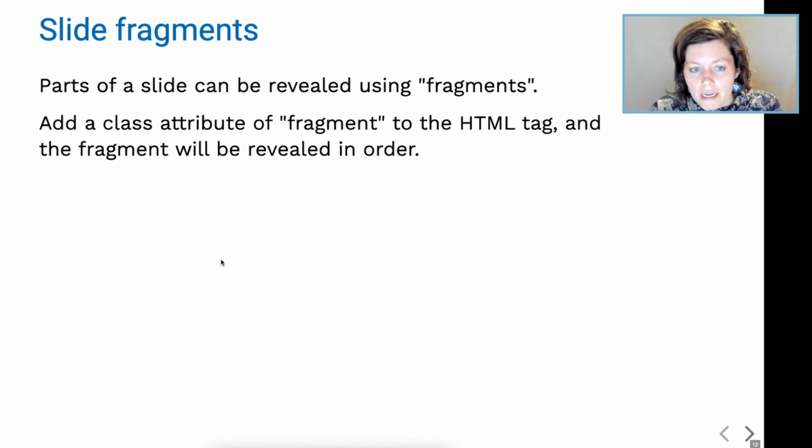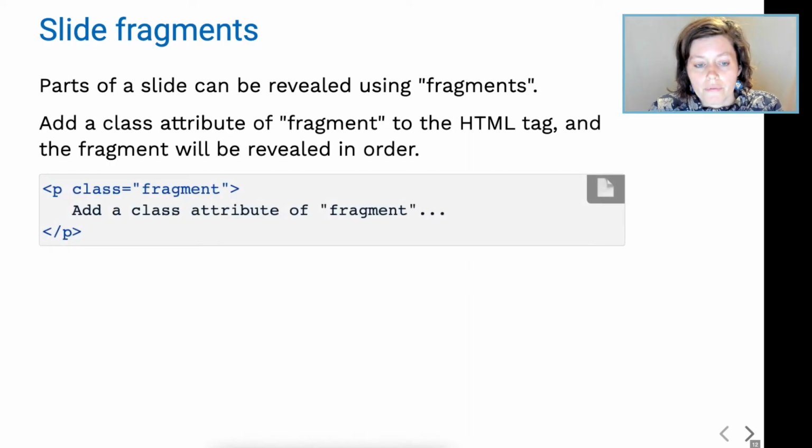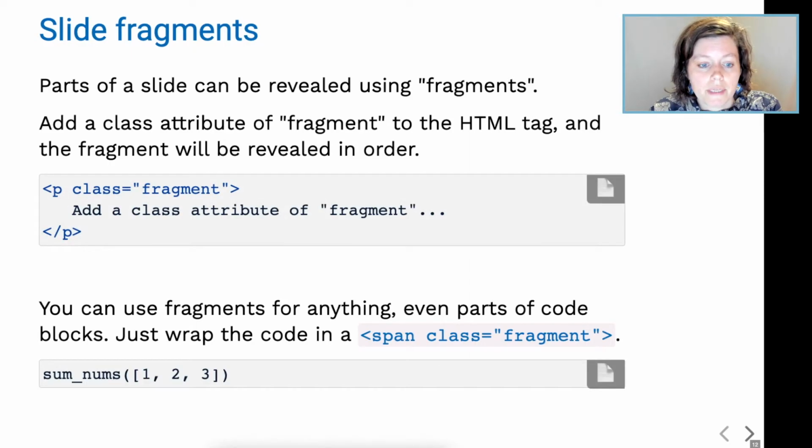So in Reveal.js, you do that with fragments just by adding a class attribute of fragment to whatever tag you want to reveal. So for this paragraph, we add that class attribute that reveals it, and you can use fragments for anything, even parts of code blocks. So here's a code block, and I want to wait to reveal the results because I want to ask my students what they think it's going to be. So I wrap that in a fragment, and boom, there's my result. And I do this all the time when I'm asking students to predict code.